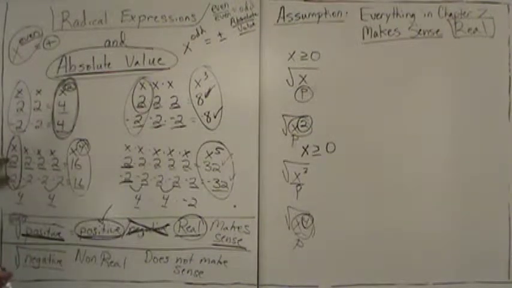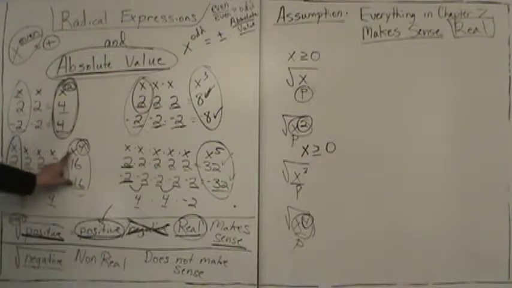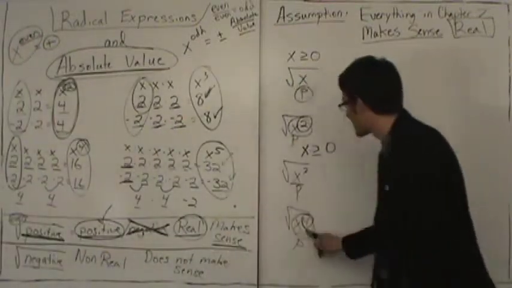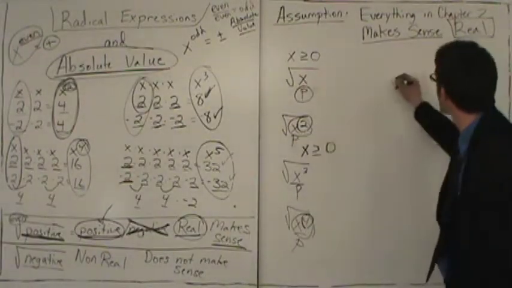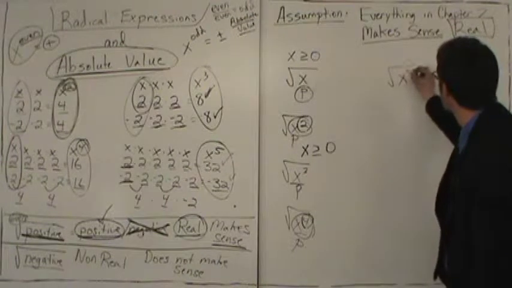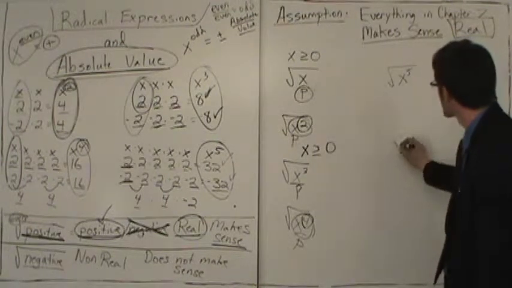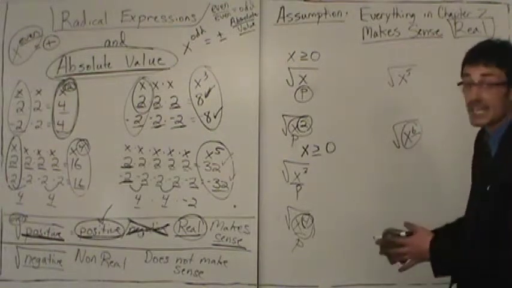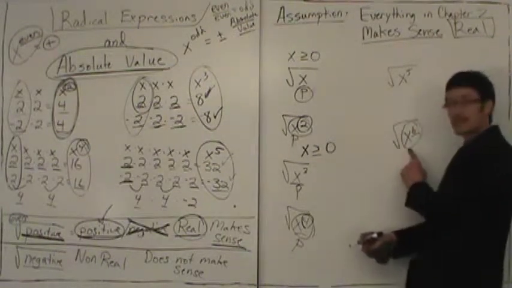X itself can be positive or negative, but when we find x to the fourth, we have no way of knowing whether our x value is positive or negative. So we know nothing about x itself. If I write the square root of x to the fifth, or the square root of x to the sixth, on x to the 6th, since our exponent is even, we know nothing about x.